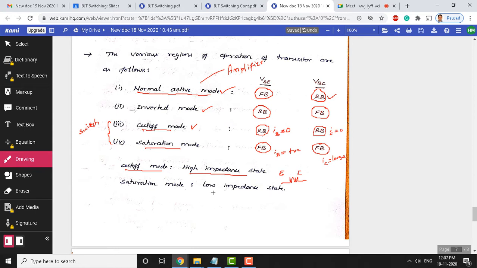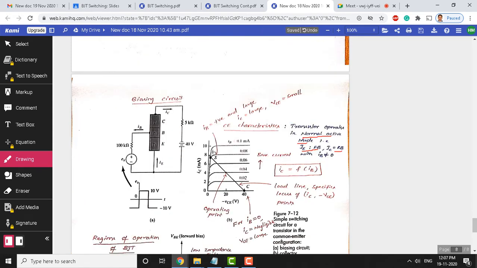Whereas in saturation mode, we connect forward bias to the base emitter and collector base junction. So, therefore, the resistance offered by the BJT between the collector and emitter is very small, negligible amount of resistance it offers. So, therefore, the saturation mode transistor can be called as low impedance state, whereas cutoff mode can be called as high impedance state. So, these are things which are important from switching perspective.